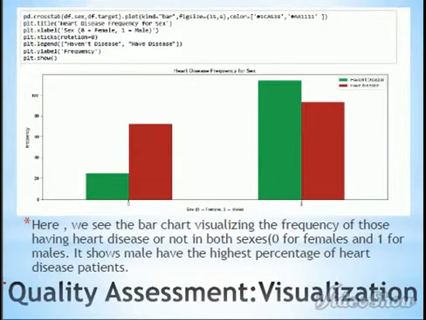Then under visualizations, some charts have been plotted. As we can see, a bar chart visualizes the frequency of those having the disease and those who don't, both in males and females. 0 is for females while 1 is for males. But as we can see here, the frequency of heart disease in males is very much higher than that in females.